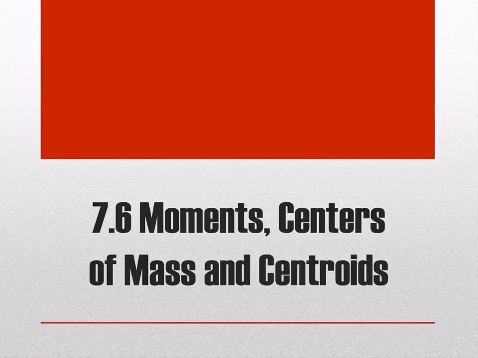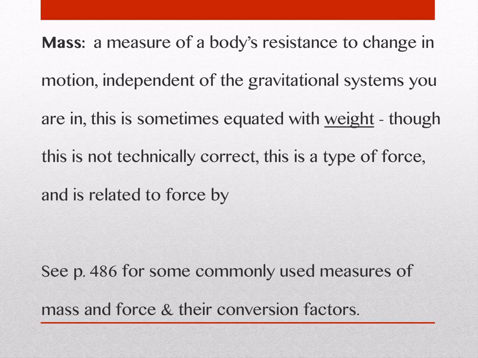Today we're going to take a look at 7.6, which is moments, centers of mass, and centroids. The first thing we're going to do is define what is meant by the word mass. Mass is a measure of a body's resistance to change in motion. It's independent of the gravitational system that you're in. Sometimes it's equated with weight, though this is not technically correct.